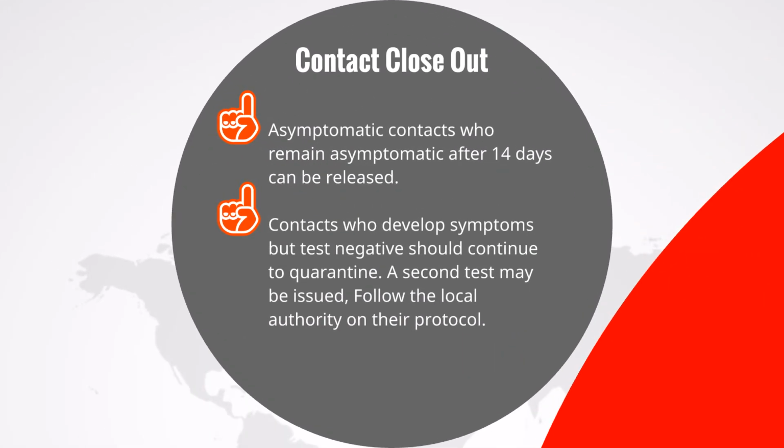Step 4, contact closeout. Asymptomatic contacts who remain asymptomatic after 14 days can be released. Contacts who develop symptoms but test negative should continue to quarantine for those 14 days. A second test may be issued. You're going to follow the local authority on their protocol.